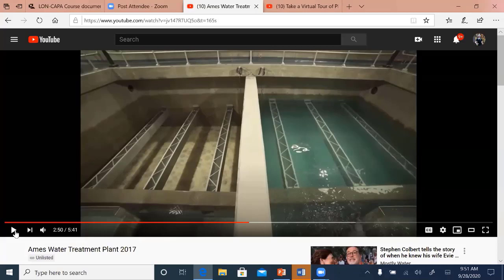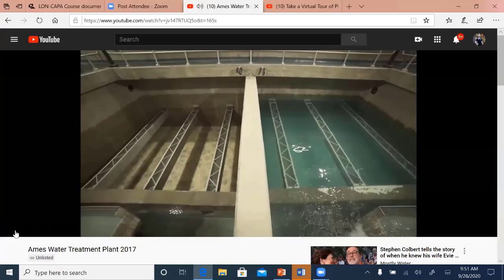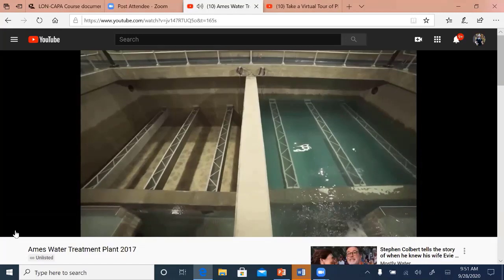The sedimentation doesn't remove a sufficient amount of turbidity in order to distribute that water. So then the water has to flow through a filtration basin. You can see the empty one next to it. Basically, it's flowing through sand, and we remove that additional turbidity in the sand filter. Once it's filtered, the water heads on to the clear well.